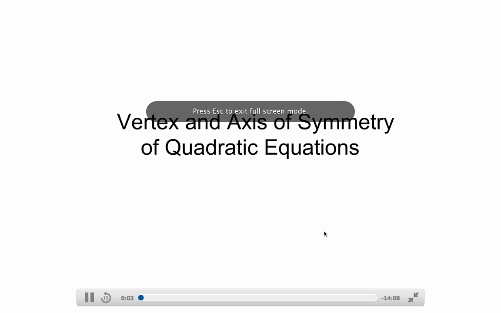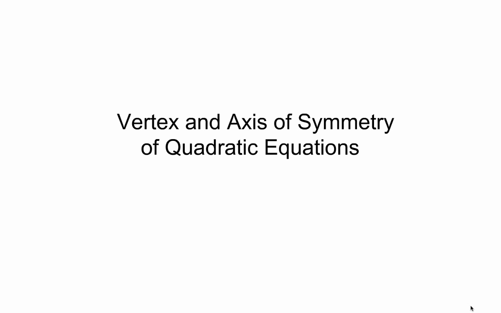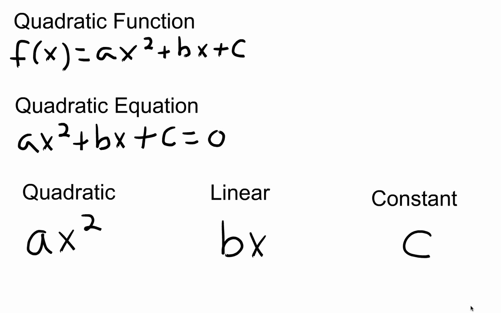Okay, we're going to be looking at the vertex and the axis of symmetry of quadratic equations. So a quadratic function always starts with f of x. Sometimes it might have a y there, but most of the time it's going to have f of x or g of x, and then it has ax squared plus bx plus c, kind of what we've been working with so far in factoring and completing the square and all that.